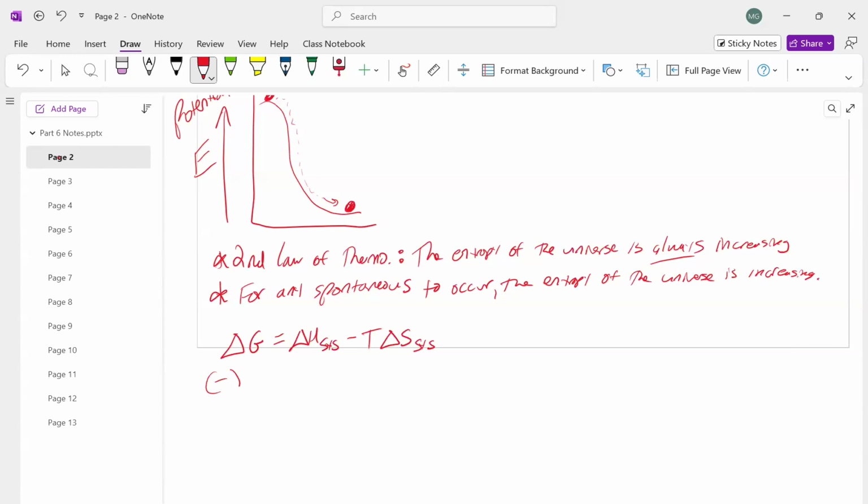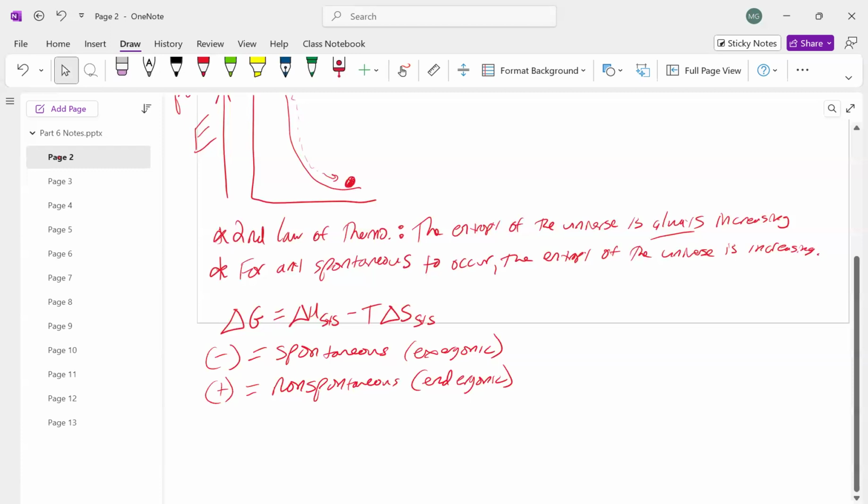If delta G was negative, that meant the reaction was spontaneous, or what we called exergonic. If delta G was positive, then that reaction was non-spontaneous, what we called endergonic. And just because we determine something to be non-spontaneous doesn't mean it doesn't happen. It just means we have to tweak the reaction conditions a little bit. So let's review each of those terms individually.